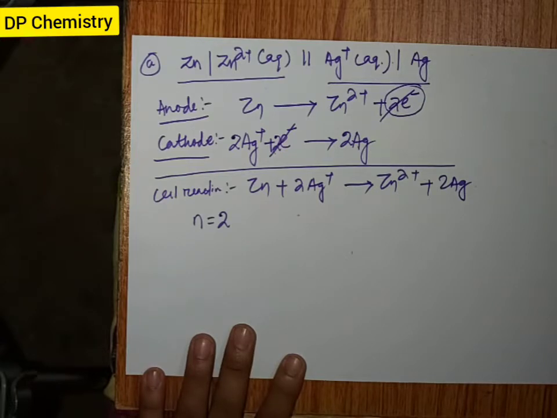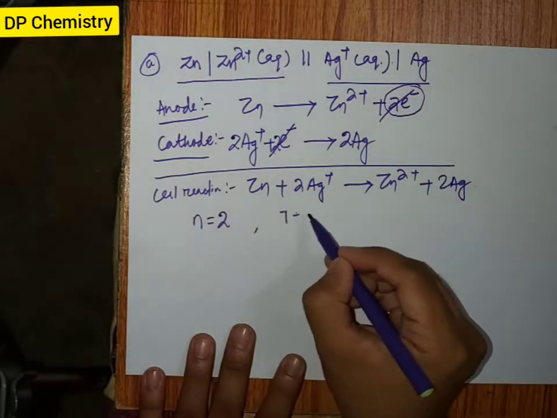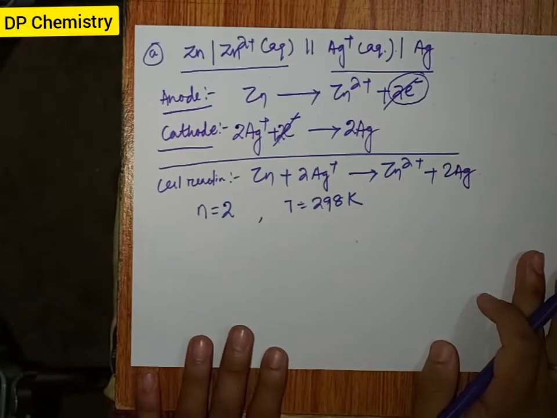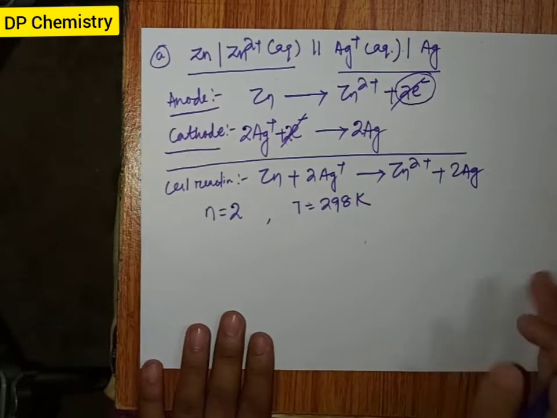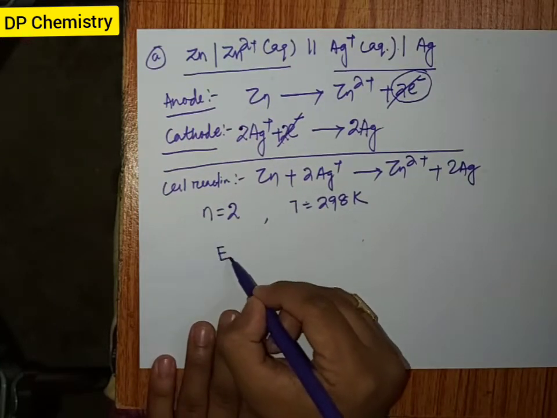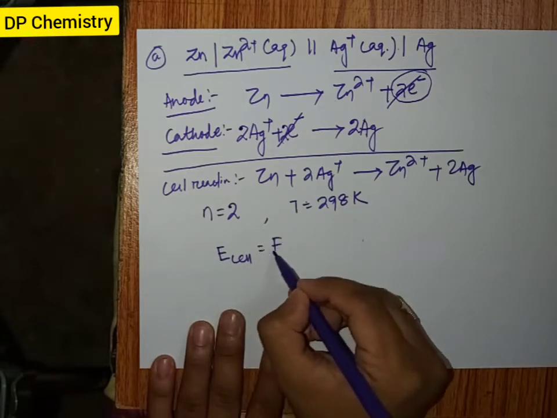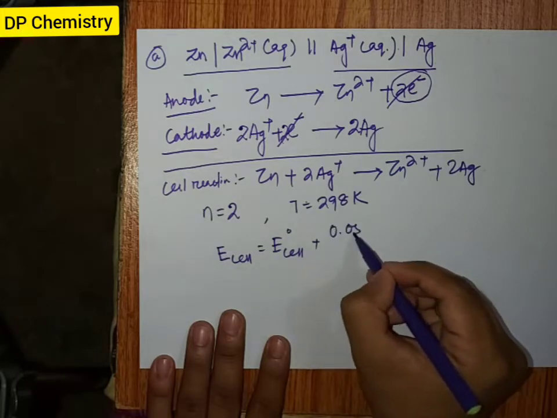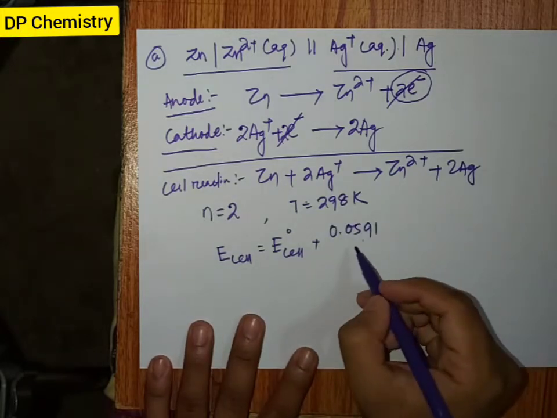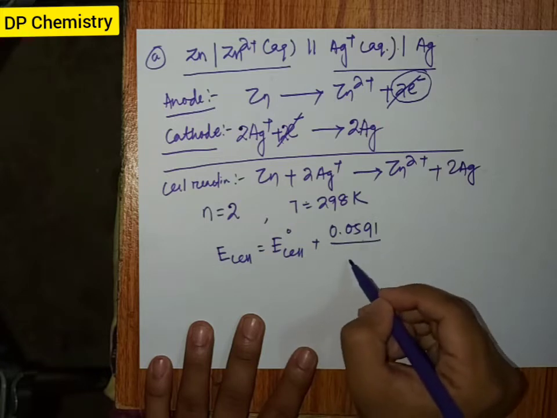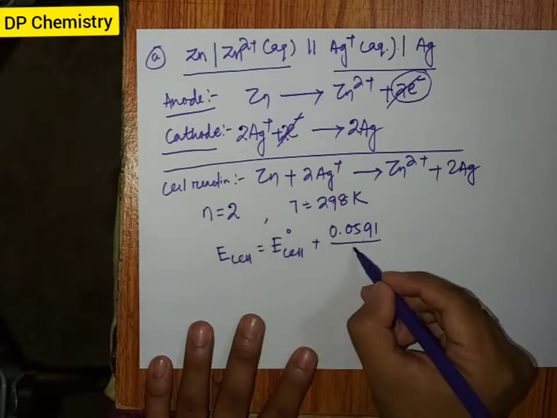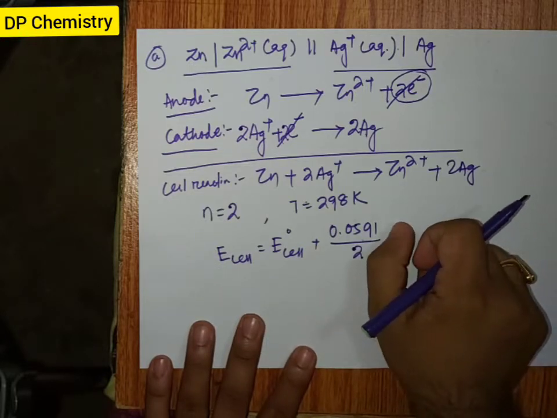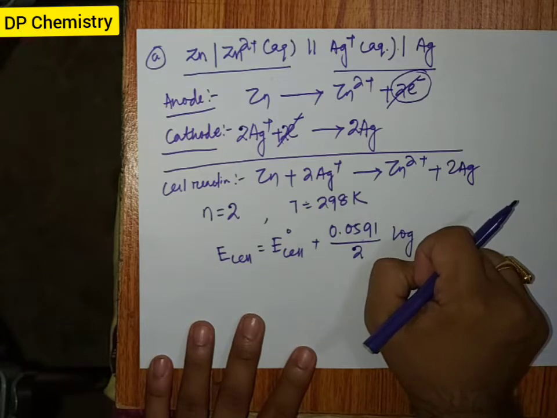And let's say the temperature is given as 298 Kelvin. Then the Nernst equation will take the form: E cell is equal to E cell naught plus 0.0591 divided by n. The value of n is 2 here, right? Then log of the concentration of reactant divided by the concentration of product.